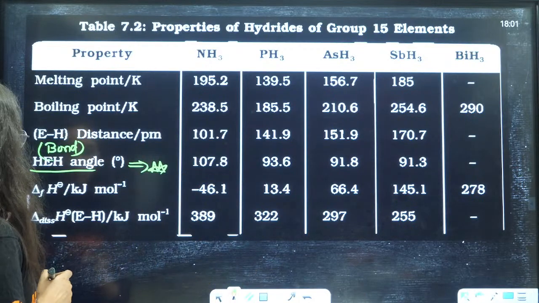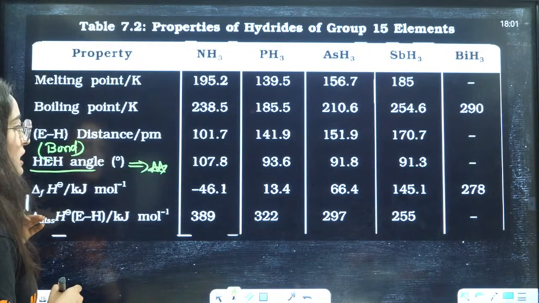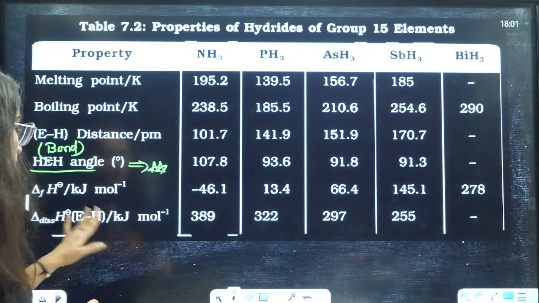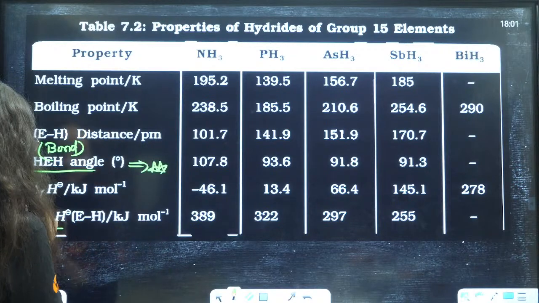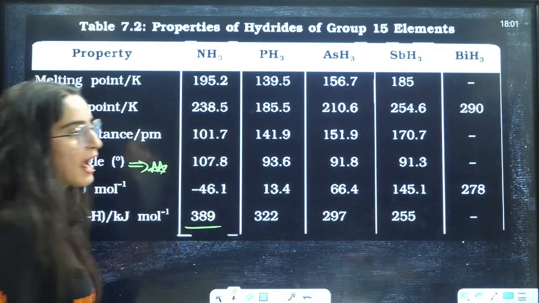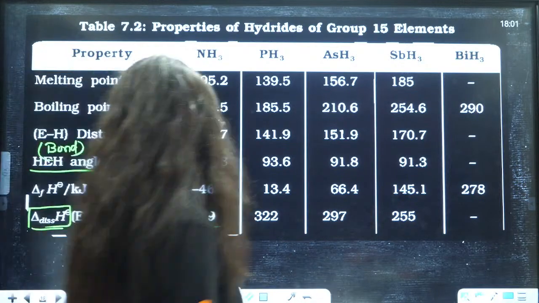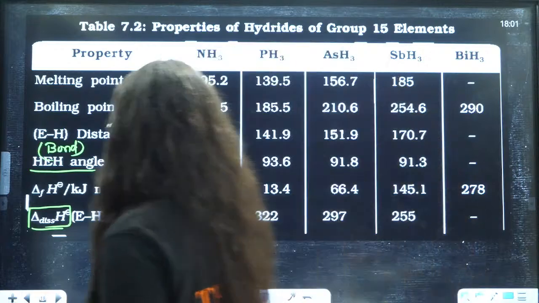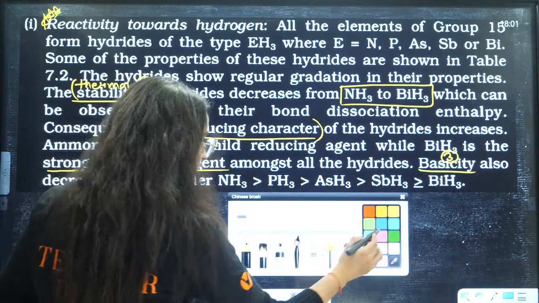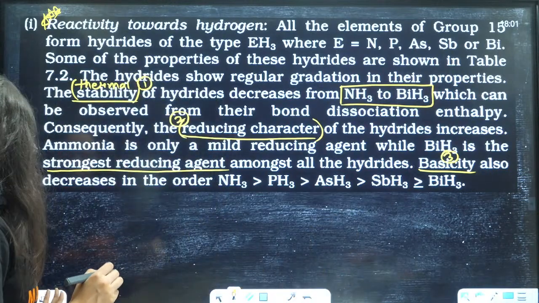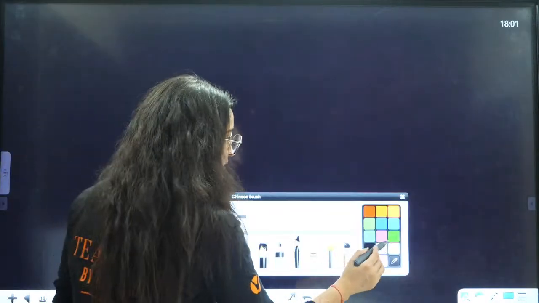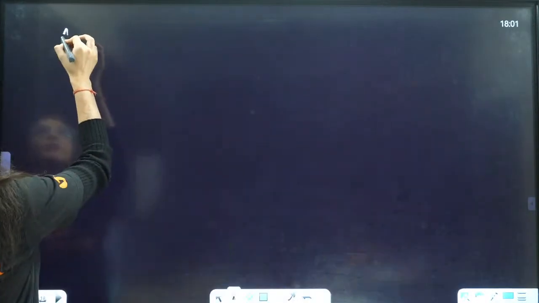If you talk about delta H formation, they will not ask you that. Dissociation they can ask you, and this is definitely decreasing and decreasing. Now from here I am writing some trends. First thing, or should I write it on the next page? I'm going to write it here only.